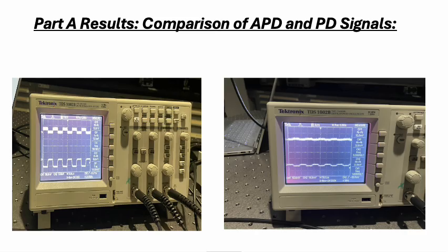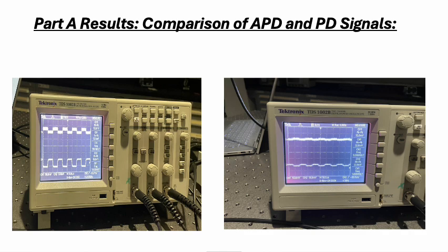Here are the graphs comparing the response of the avalanche photodiode to a basic diode. We can see on the picture on the left that at a higher amplitude the signals look eerily similar. However, the APD has much more noise. Moreover, at a lower amplitude with a PD SNR of 1, we notice that the APD has a very noisy signal.